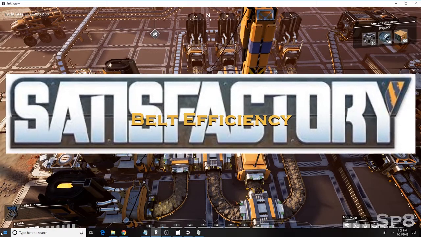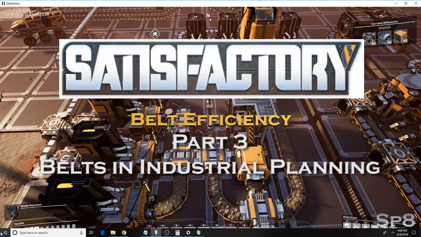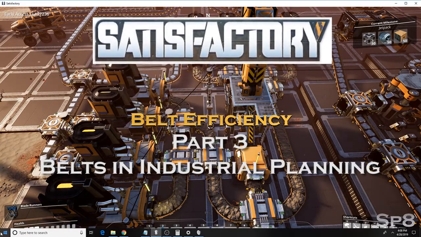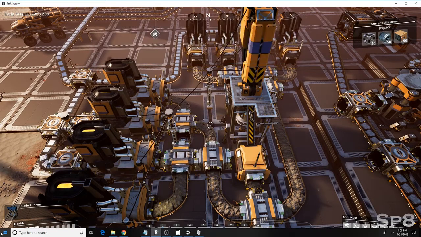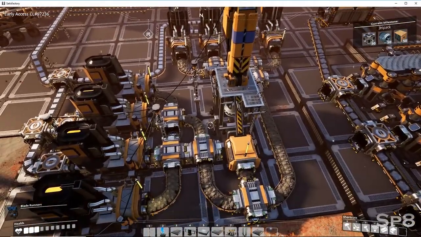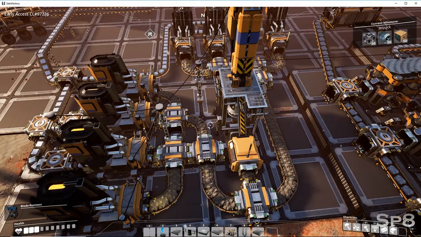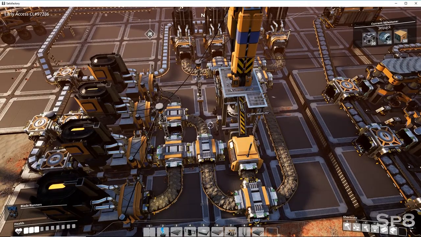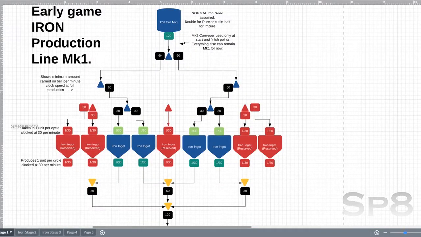All right, welcome back to part three of my belt series and why efficiency is important with belt. How your layouts are working in a typically flat layout. This is not talking about my vertical storage here. This is talking more about how things should be laid out on the ground to be the most efficient in one level. On this spreadsheet here, I've covered some details on early game iron production.